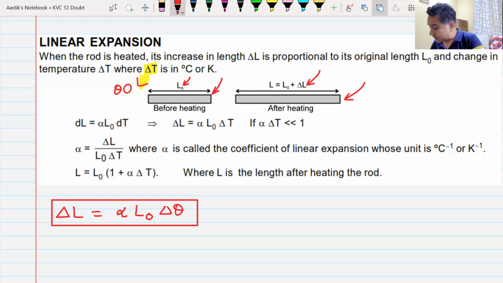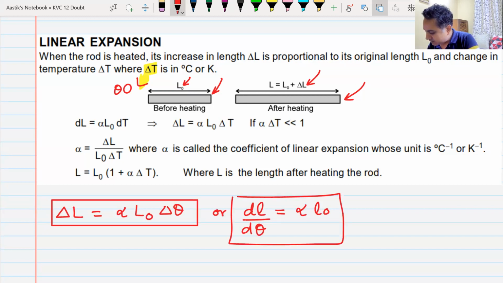Remember a very important relation. I can write this small change as dl, and this will come in JEE Advanced. The small change in length, dl, will be alpha into L0 into d theta. So instead of writing it here, I can write it here also. You understand this? Okay, so this is how you can write it. From here, you can write the value of alpha also.